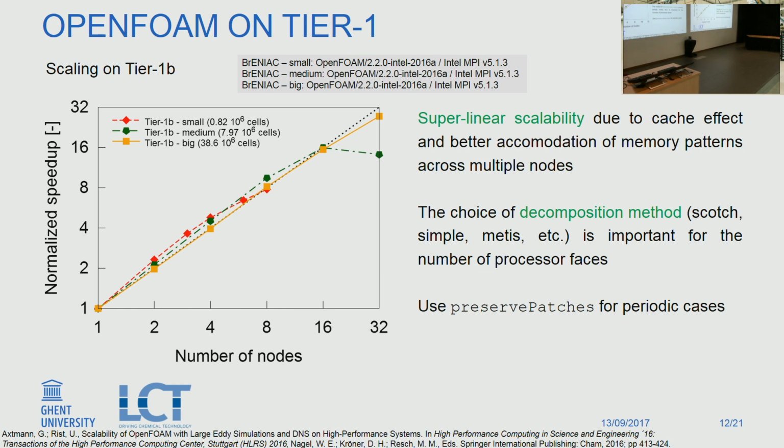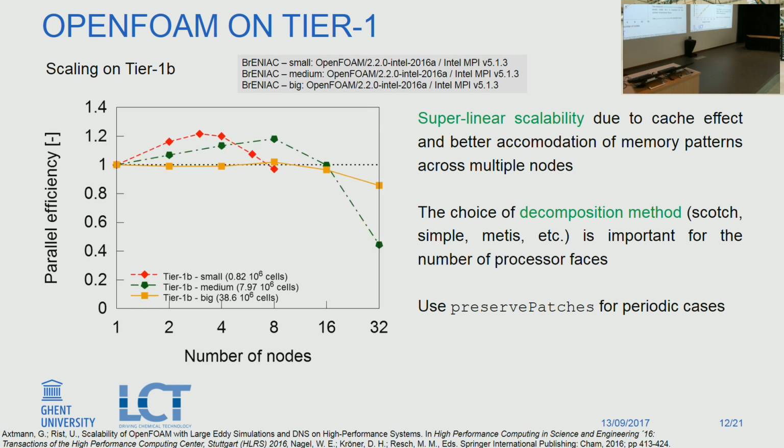This is only the Brainiac simulation, so even for the smaller case with only about 800,000 cells, scaling is pretty good, and you even exhibit superlinear scalability, so the efficiency goes up if you go to more cores, which is explained typically with cache effects. So you have this very fast memory close to the processor, so if you use more cores you have more of this fast memory available, so a larger part of your case can be accessed quicker by the processor. What I want to stress, just putting it out there, the choice of decomposition method that you use is actually quite important.